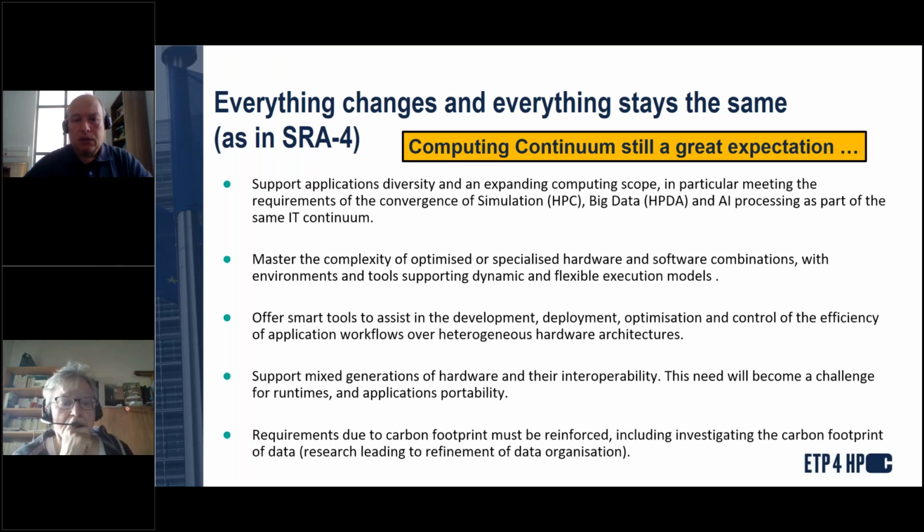Tools remain a central part of this domain to assist in development, deployment, and optimization. And we do have this concern that we will be having multiple generations of hardware being in use concurrently. There are questions of interoperability, but also questions around how the runtime environments and applications can benefit from this infrastructure in place. The concern about carbon footprint was already picked up at SRA 4, and now it's even more pronounced.